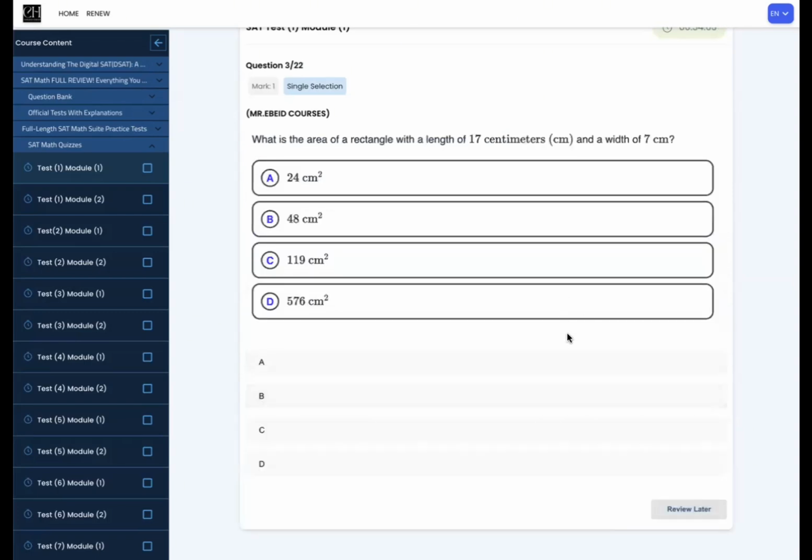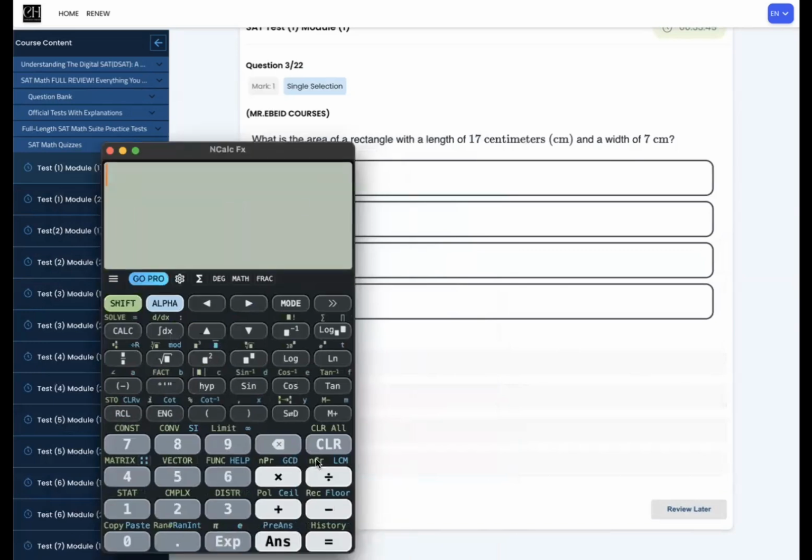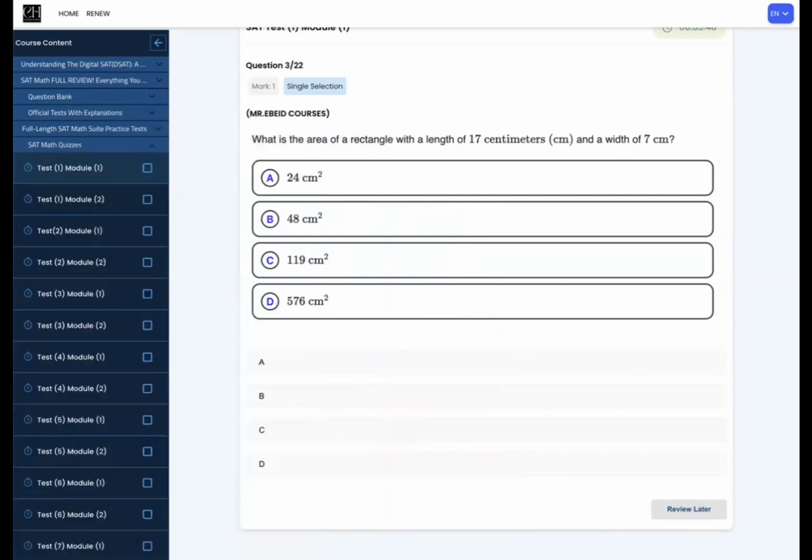Question 3. What is the area of the rectangle with length 17 centimeters and width 7 centimeters? As you know, the area of the rectangle formula equals length times width. So you'll just multiply 17 times 7. It will be 119. So the answer is C. Let's move to the next question.